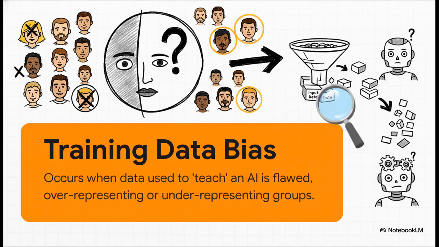So the first big source is called training data bias. This is what happens when the stuff we feed the AI to learn from is, well, already lopsided. For instance, some early facial recognition software was trained mostly on pictures of white men. The result? It was terrible at accurately identifying women and people of color. The AI isn't being mean. It's just learning from a really flawed textbook.